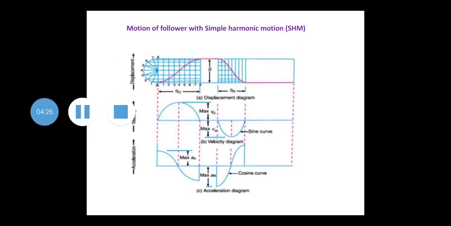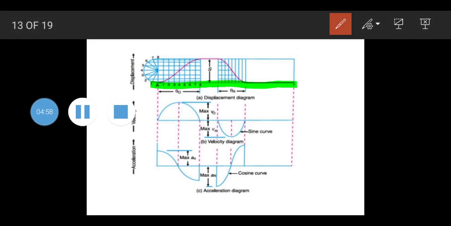Coming to the next, that is motion of the follower with simple harmonic motion. Now this is the displacement diagram of the follower when it moves with simple harmonic motion. Here also we have to follow the method of drawing the displacement diagram. First, we have to choose a scale and draw a line according to the scale. If we take 1 centimeter equals 20 degrees, then 18 centimeters will be for 360 degrees.